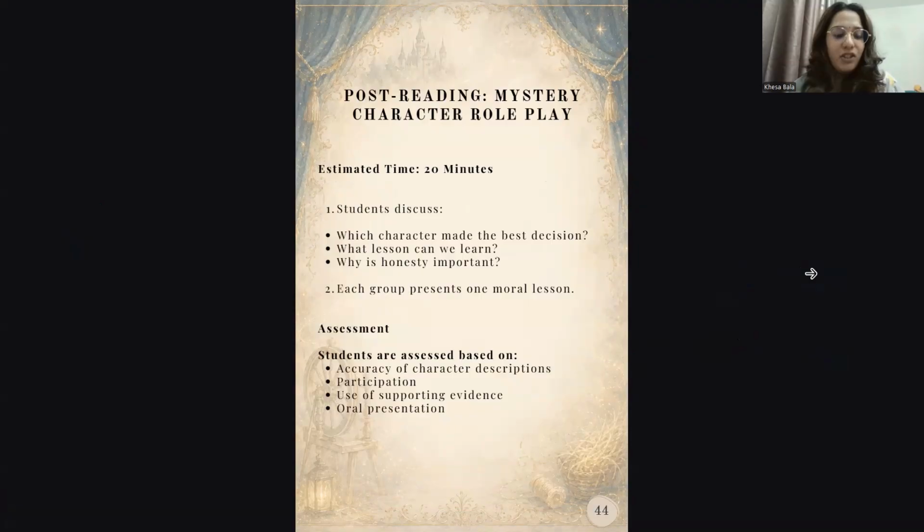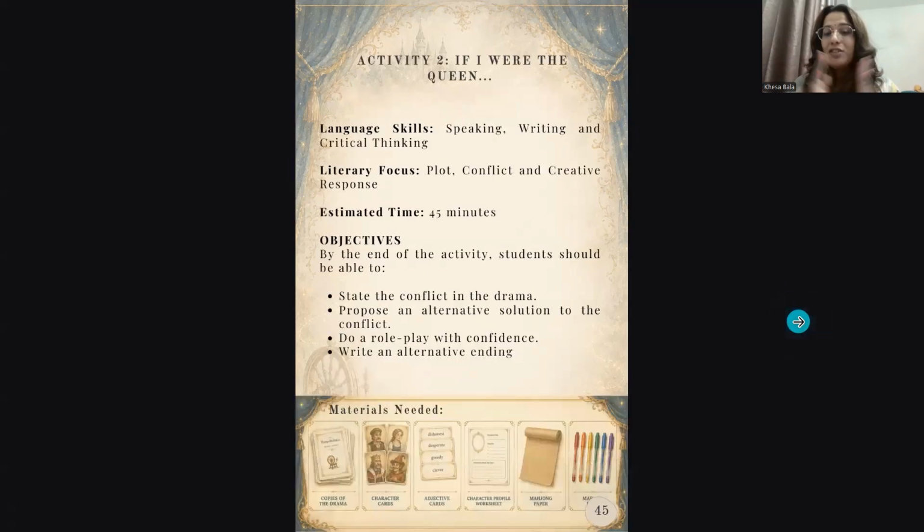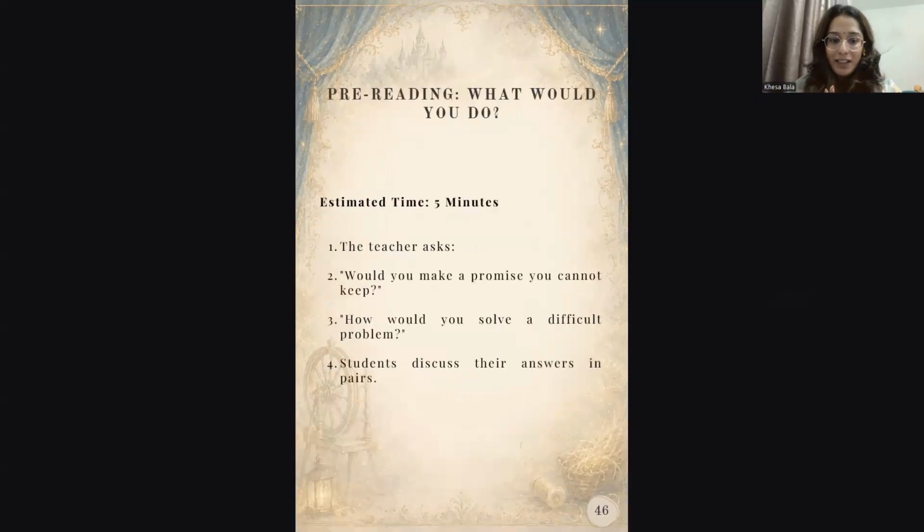And next, activity 2, If I Were the Queen. First, students discuss what they would do if they were in the queen's situation. Then they perform a short role play on one scene from the drama. Finally, they write a different ending for the story and share their ideas with the class. This activity develops students' speaking, creativity, teamwork, and writing skills.